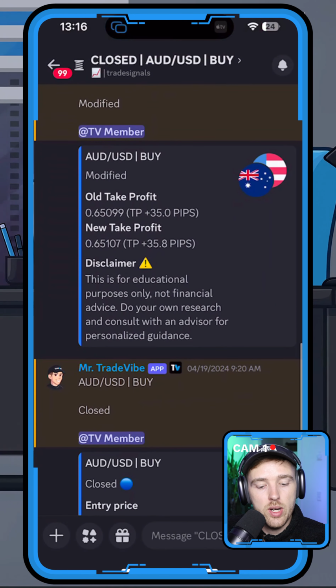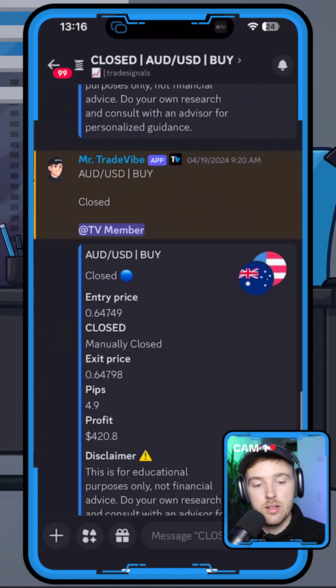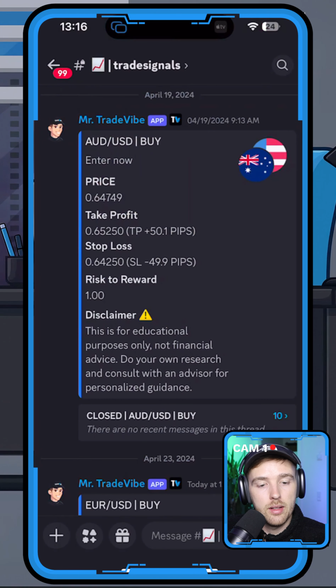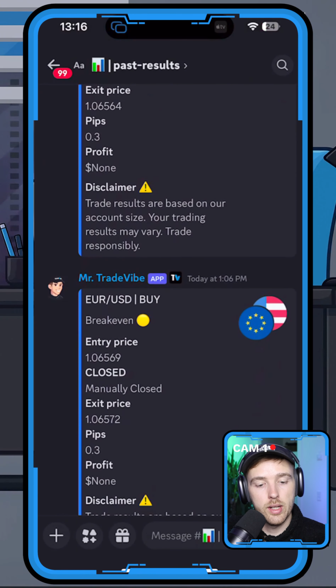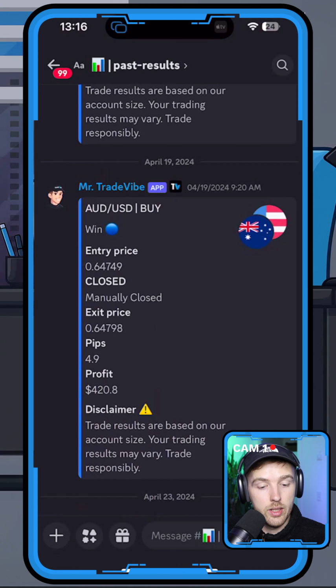And when the trade is closed, you will also be able to see it in this thread. But keep in mind the thread will be moved to past results instead, and I'll show you what that means in a second. If you go here, past results, you can see we got all the trades. So we did 2 break-evens in a row, and then we have a win here. As you can see, this is the same trade as the one I showed you before.